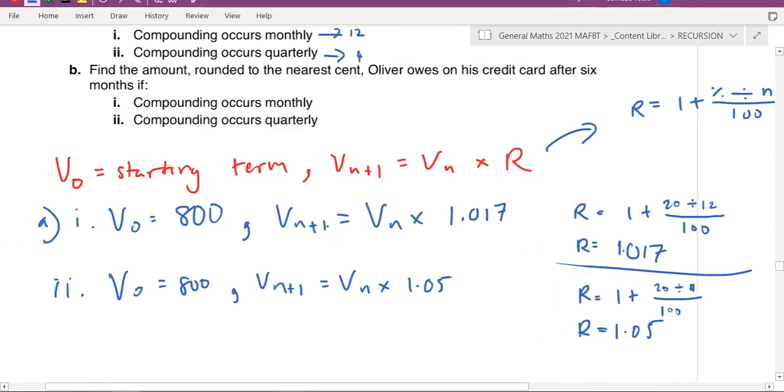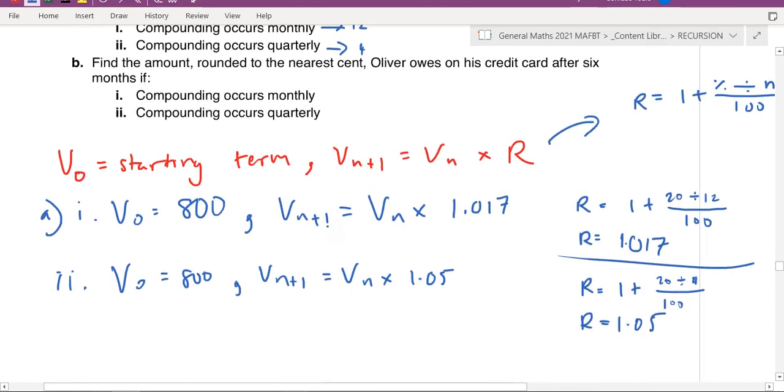Notice how the less frequently you compound, the higher the interest rate, but the more frequently you compound, the lower the interest rate. Just keep that in mind when you do these questions.